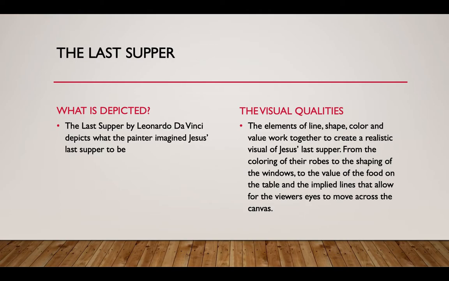As discussed earlier, the elements of line, shape, color, and value work together to create a realistic visual of Jesus' Last Supper. From the coloring of their robes, to the shaping of the windows, to the value of the food on the table, and the implied lines that allow the viewer's eyes to move across the canvas.